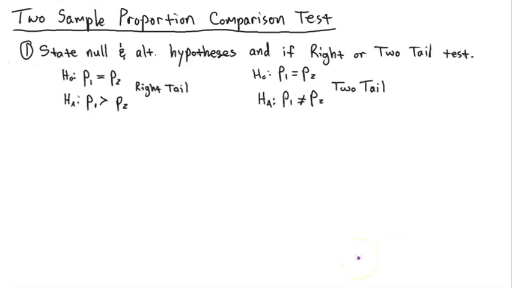All right, as usual, step 1 is going to be to state the null and alternative hypotheses, and if it's a right tail test or a two tail test.